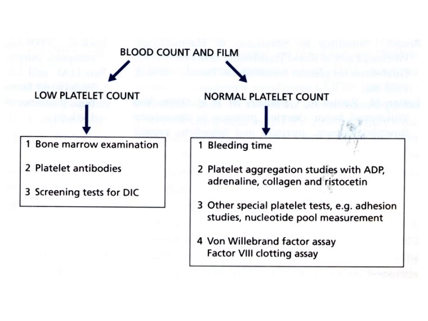Regarding normal platelet count, if we have a normal platelet count, we need to assess the function of these platelets. So we measure the bleeding time. We can do platelet aggregation studies like ADP, collagen, ristocetin, other platelet special tests, adhesion studies, nucleotide pool measurement, and so on, and then von Willebrand factor assay, PFA-100 that I previously mentioned, and so on, to be able to reach our final diagnosis whenever a bleeding diathesis is diagnosed in a certain patient.